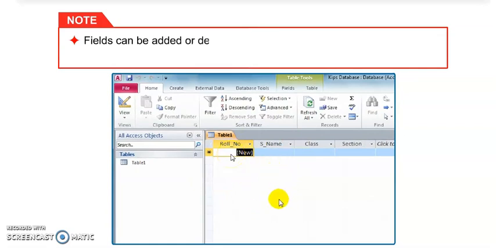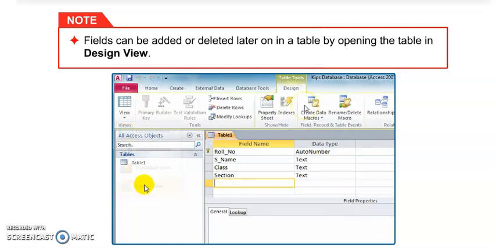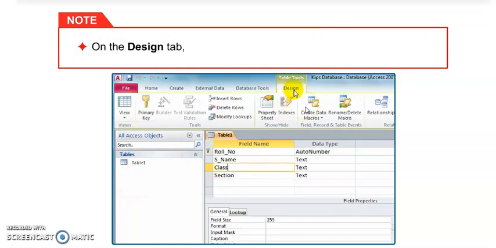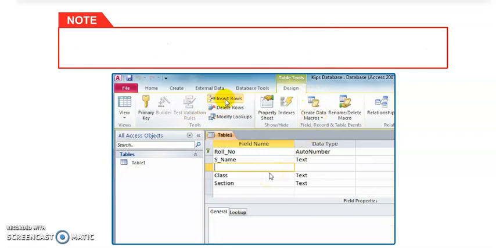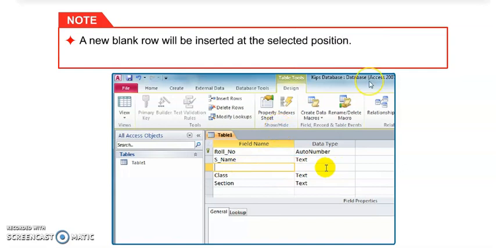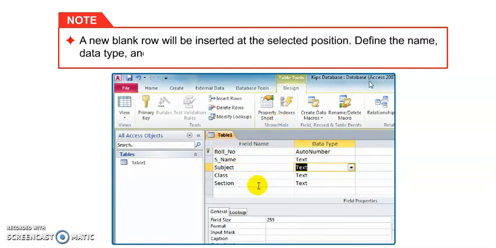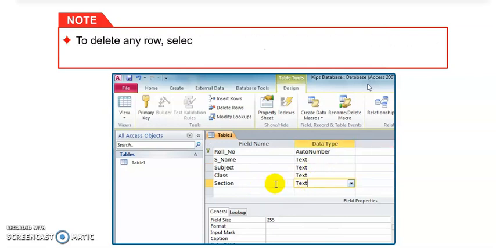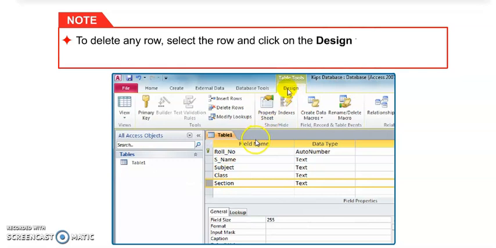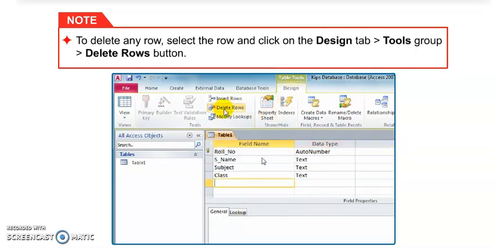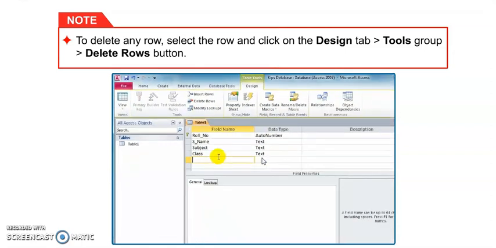Now there is one note for you. Fields can be added or deleted later on in a table by opening the table in Design view. On the Design tab, select the Insert Rows option in the Tools group. A new blank row will be inserted. At the selected position, define the name, then data type and properties for the new field. To delete any row, select the row and click on Design tab, Tools group and the Delete Rows button for deleting any row.